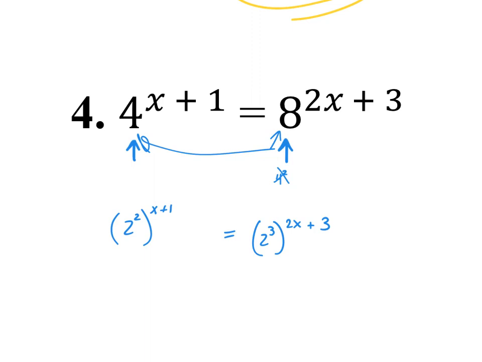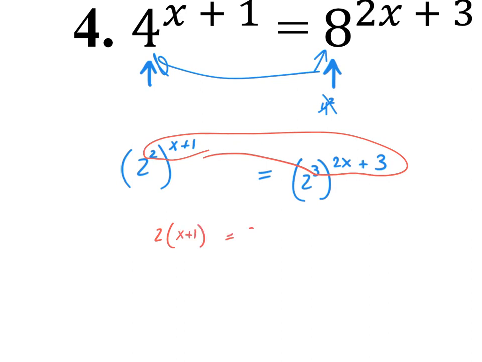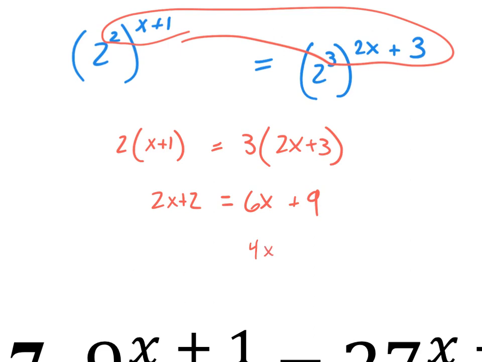But the easiest way is to re-express them both into the same base, and then set your exponents equal, which is 2 times x plus 1 is equal to 3 times 2x plus 3. So we'll get 2x plus 2 is equal to 6x plus 9. I'll subtract 2x from both sides. I'll subtract a 9 from both sides. And then when I divide by 4, we'll get that x is equal to negative 7 over 4.